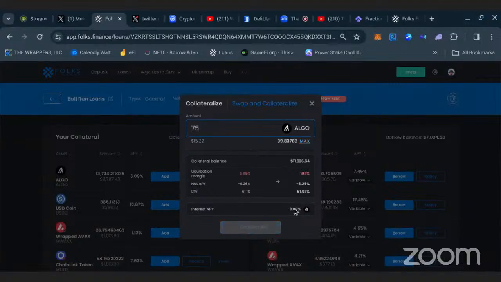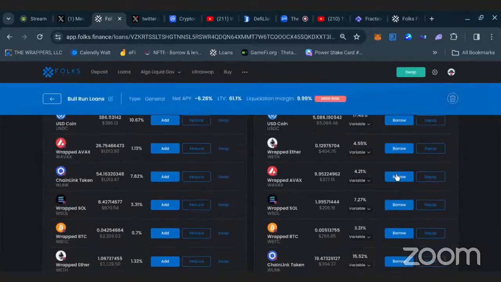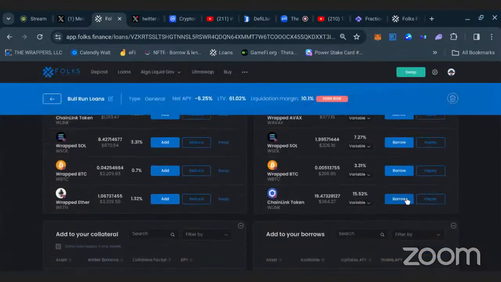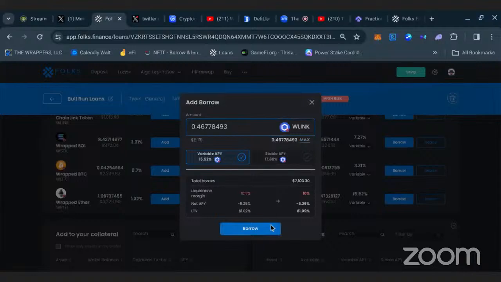And then after putting the 15 on there, I'm going to borrow some AVAX now, Chainlink. $8 in Chainlink.